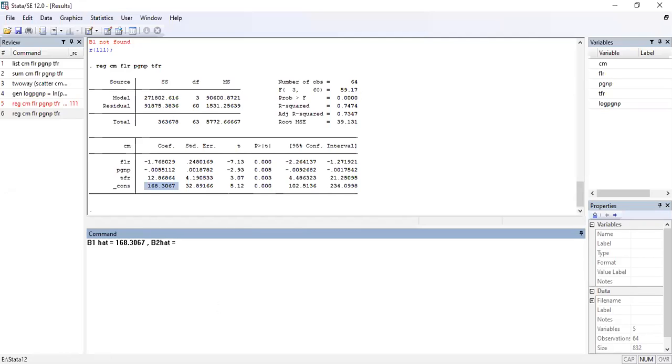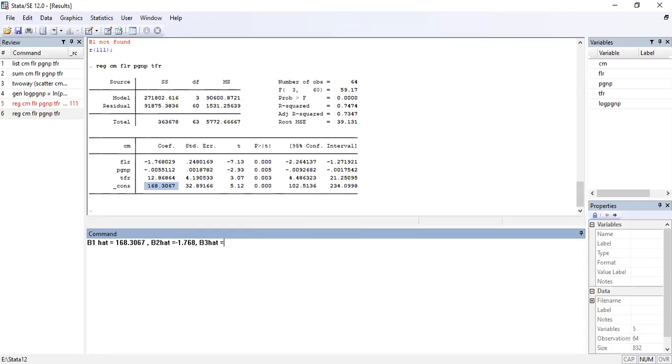Then how do you interpret beta 2 hat? Holding PGNP and TFR constant, if FLR increases by 1 unit, then on average, CM would decrease by 1.7 on average. So that is beta 2 hat.